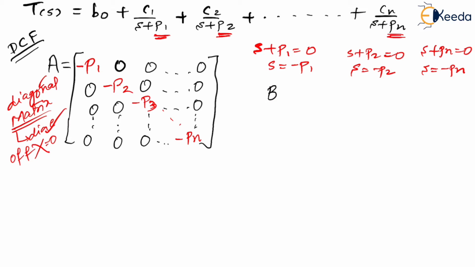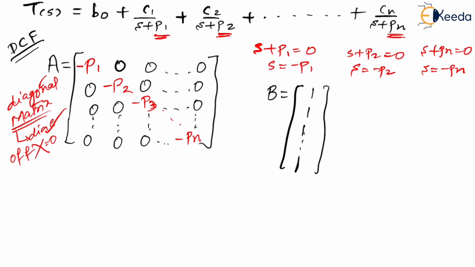The B matrix is very simple. All are 1. In case of diagonal canonical form, the B matrix is going to be all ones. Yes. So now what about the C matrix, sir?